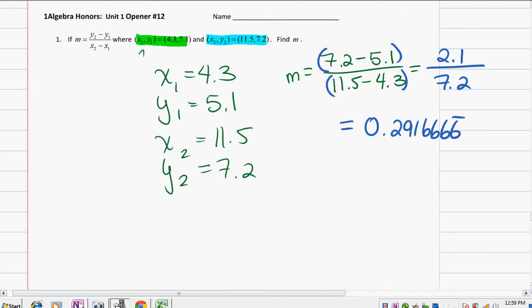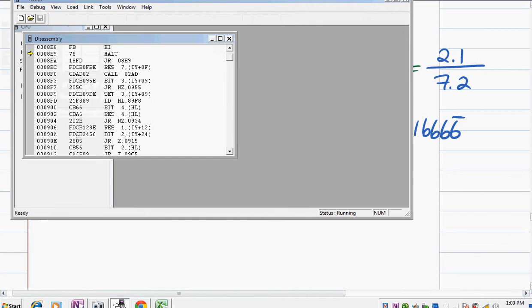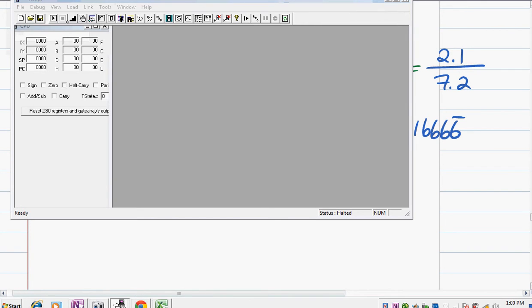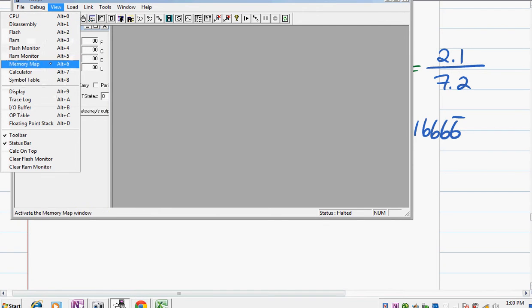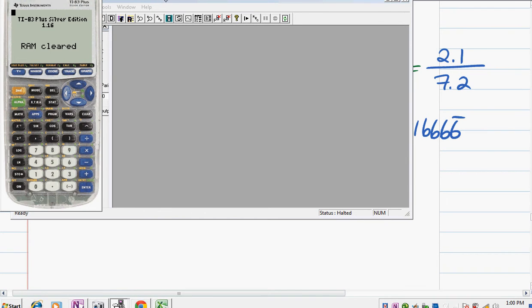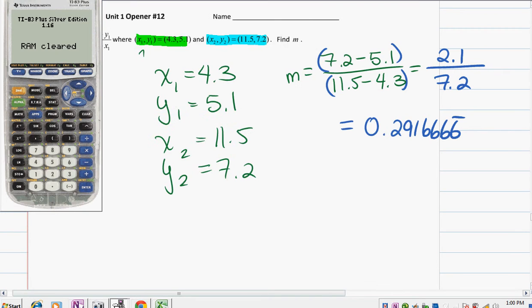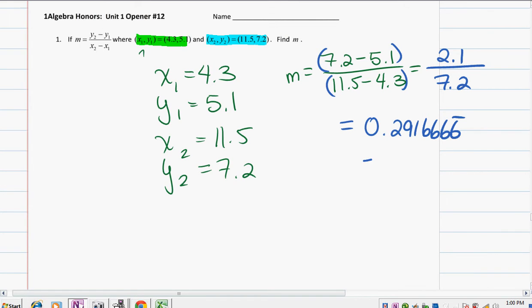Now if I do that, let's see if my calculator's still running. It's not. Let's get a new calculator. Okay. So if I do 2.1 divided by 7.2, if I do math frac, it converts it to a fraction. It should be 7/24.